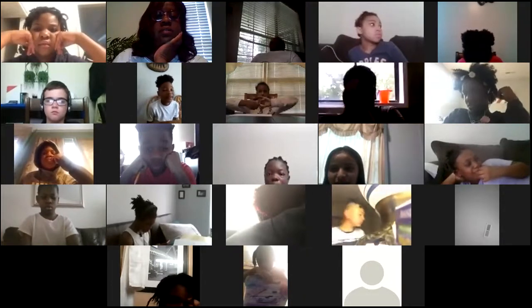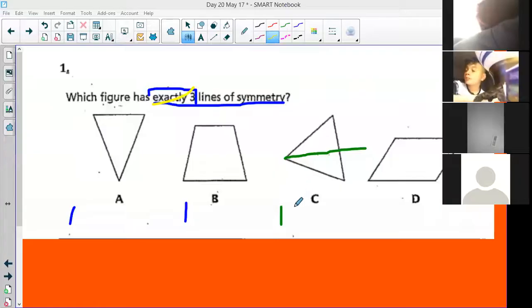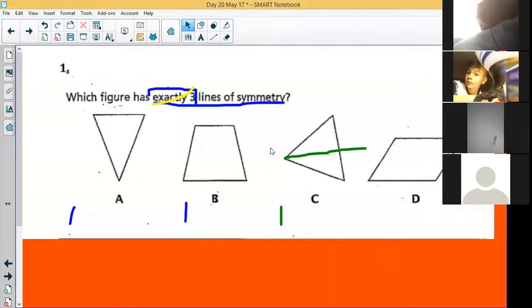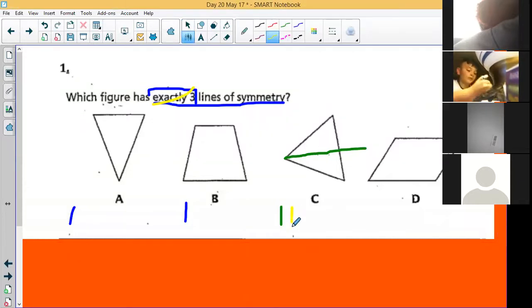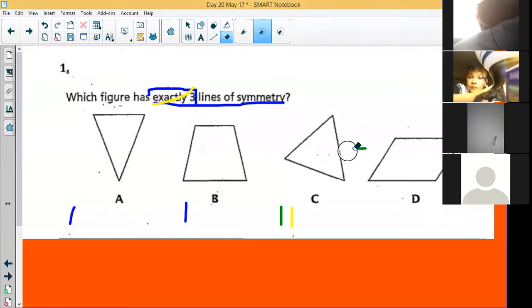So Tatiana, yes, this is a line of symmetry. All right, so let's go back to where we were. So yes, that is a line of symmetry. So we need to put a tally mark. Now let's erase.